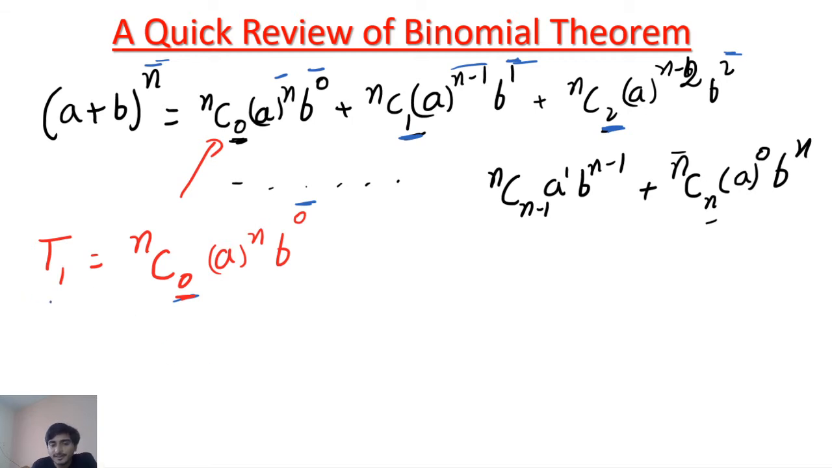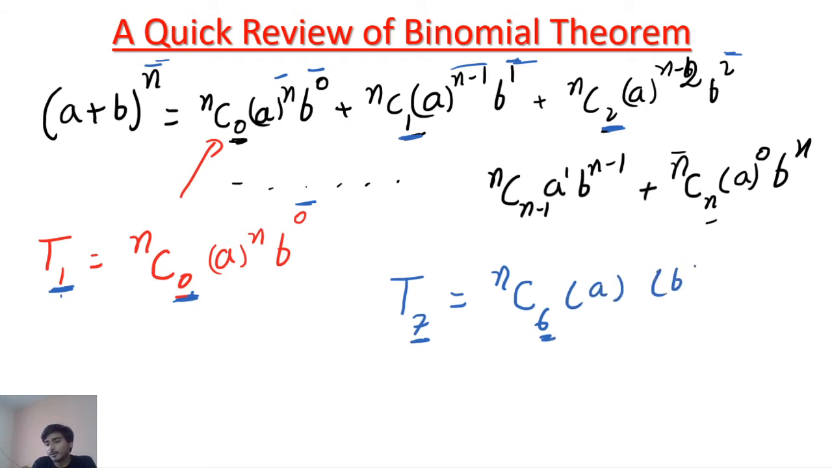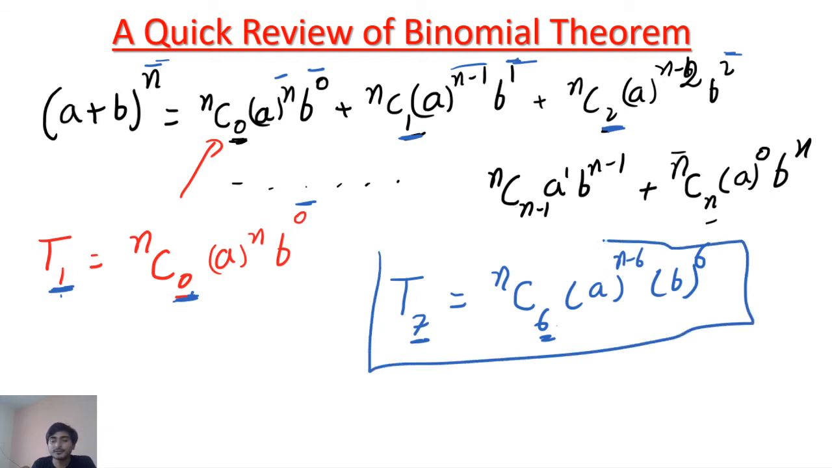So if you see t1, whatever the digit is here, this is one less than this one. So if you have to find, assume t7, that will become nC6, meaning if it is 7 then this will be 6. And this a to power and b to power. So if b to power it is 6, then a to power it will be n minus 6. Is it clear? Hope all of you are clear with this.